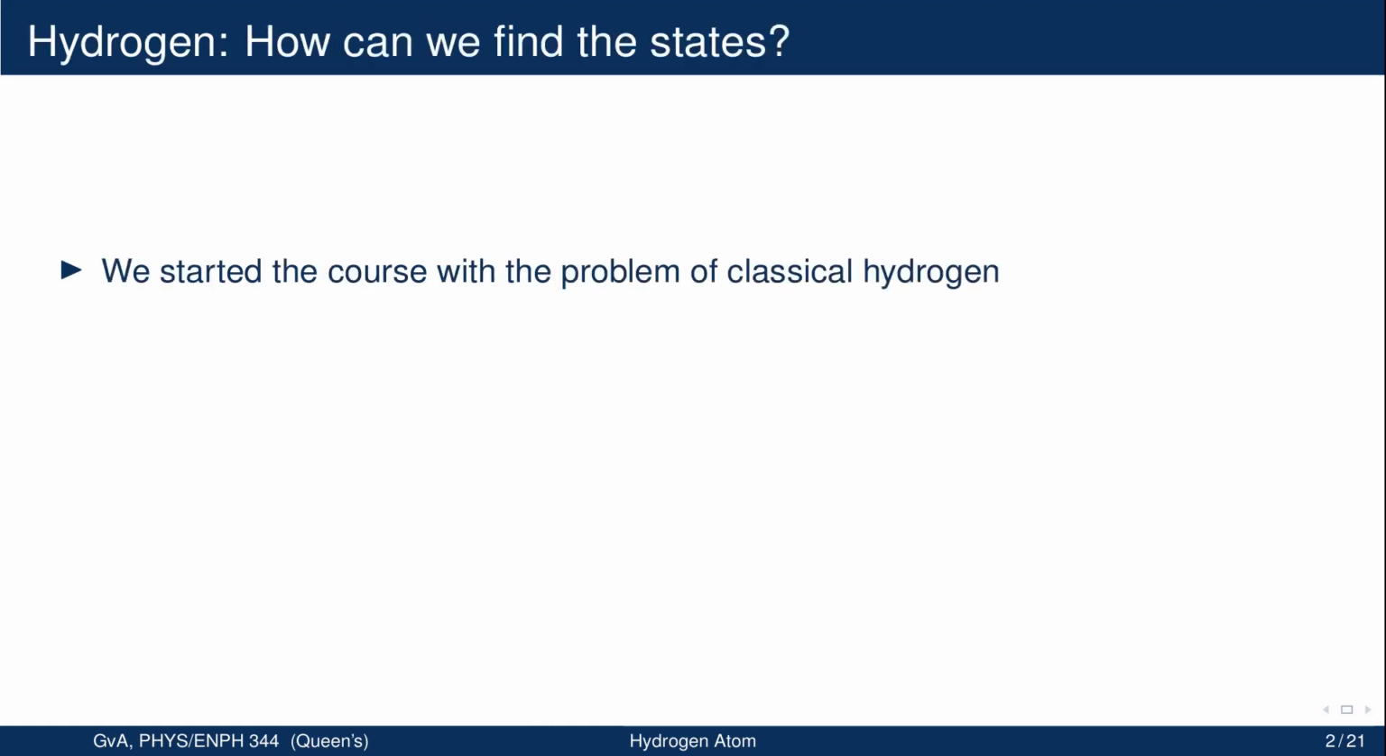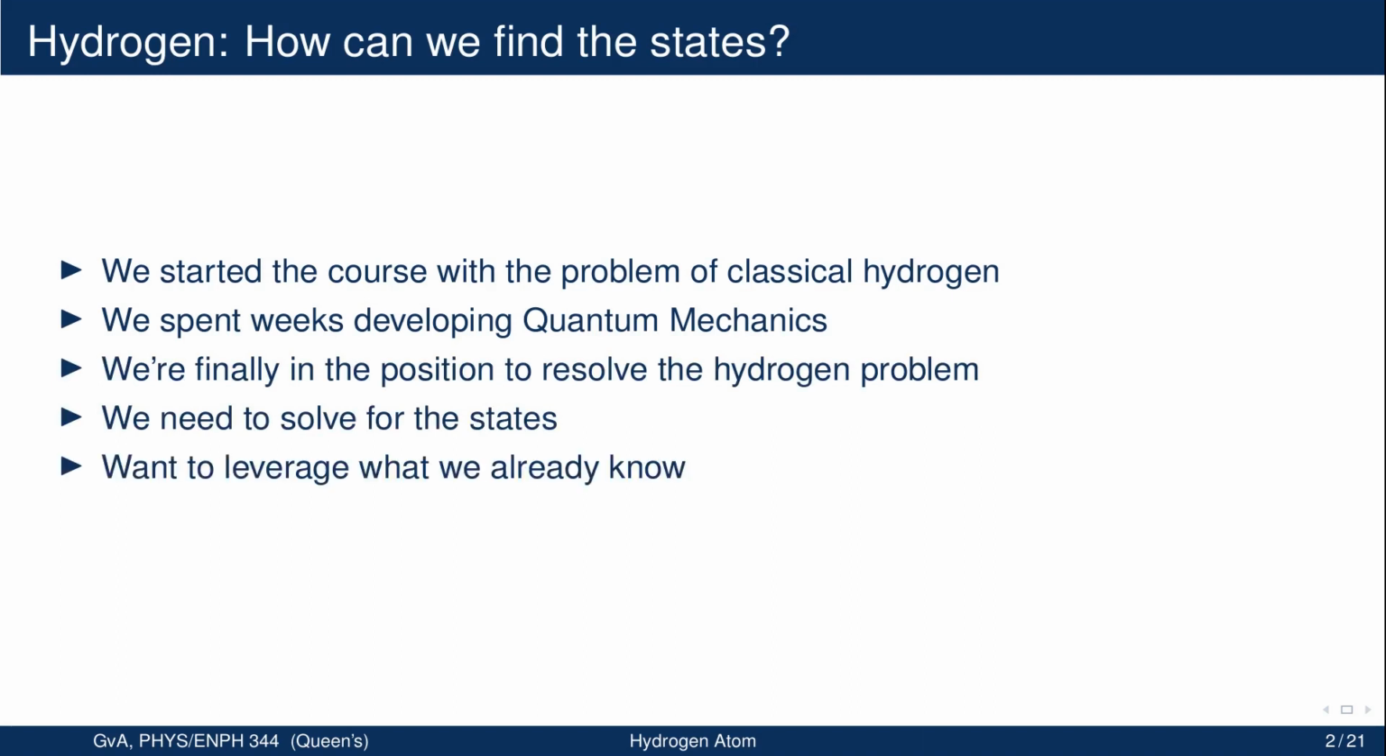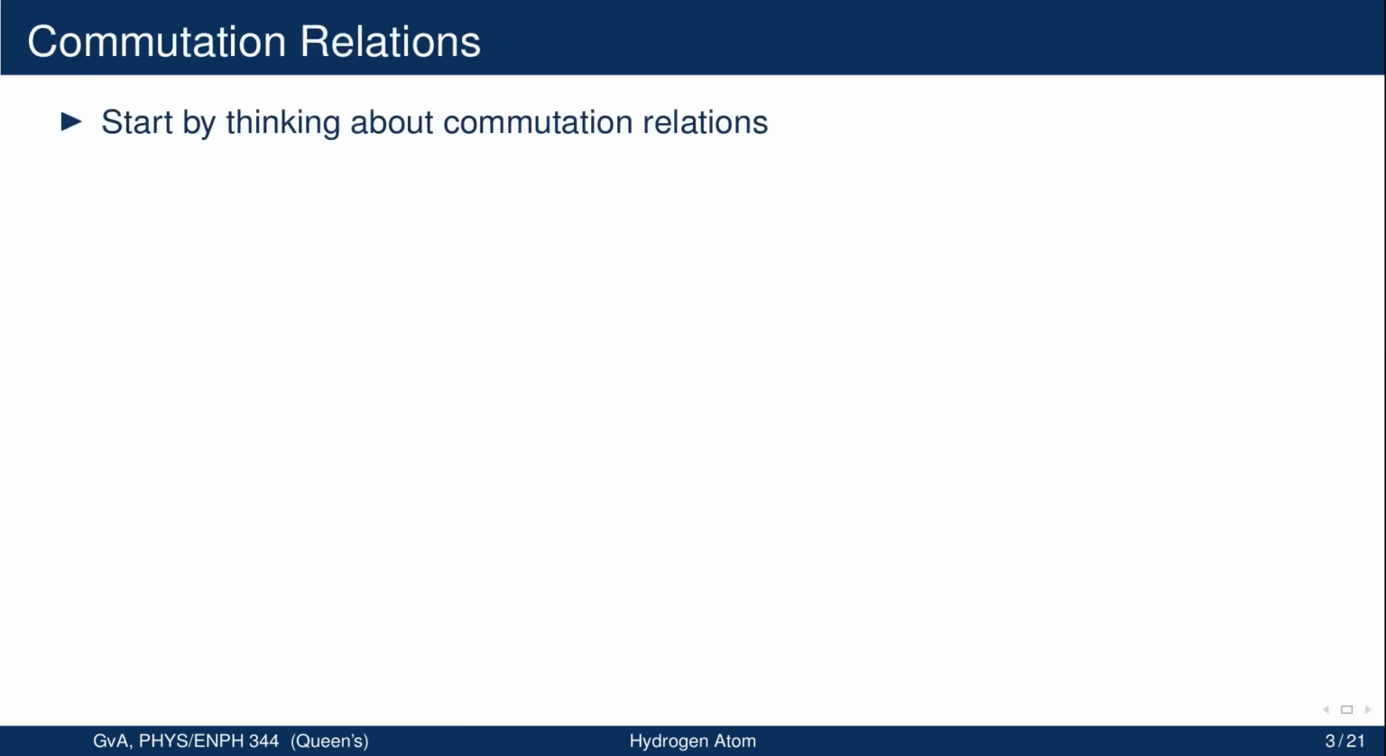We started this course with a problem of the classical hydrogen atom and showed that it was unstable. Then, we spent weeks developing quantum mechanics. We're finally in the position to resolve the hydrogen problem, but to do so, we need to solve for the states. And in order to solve for those states, we want to leverage what we already know. Our strategy for attacking the problems that we've been studying in quantum mechanics is to first think about commutation relations.